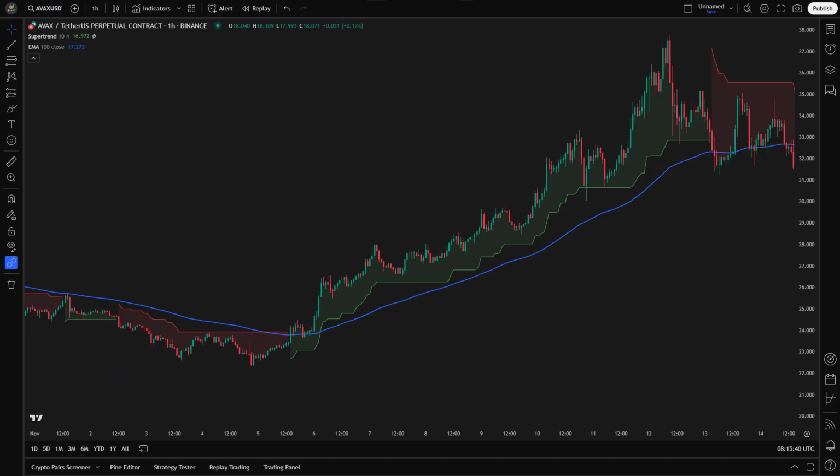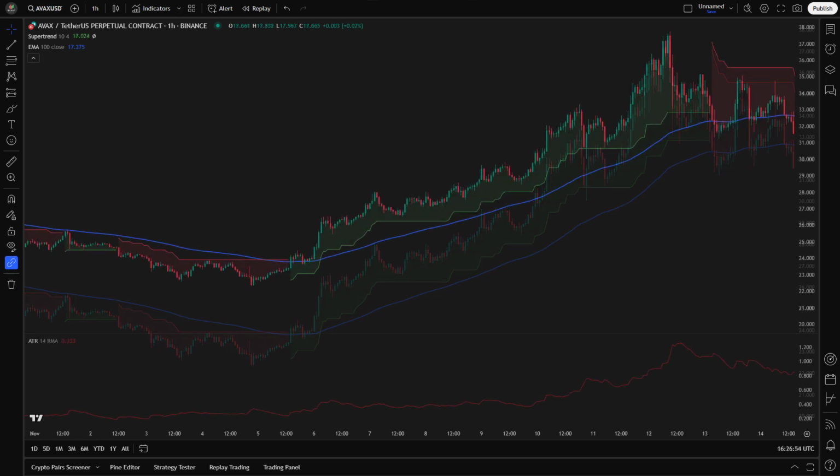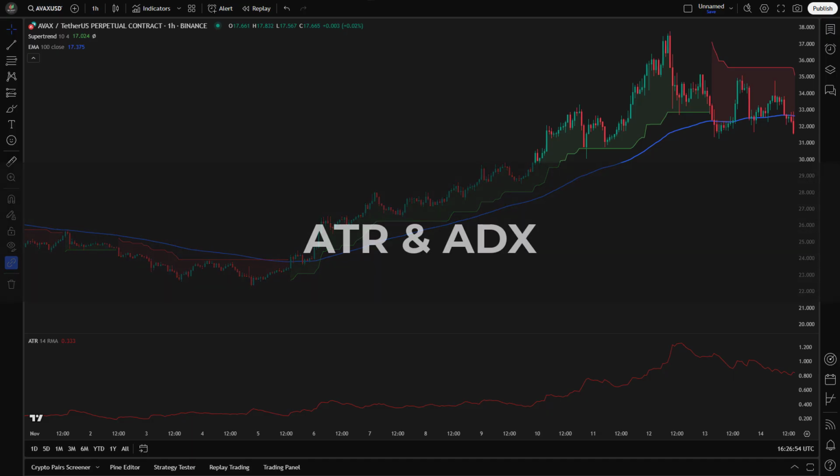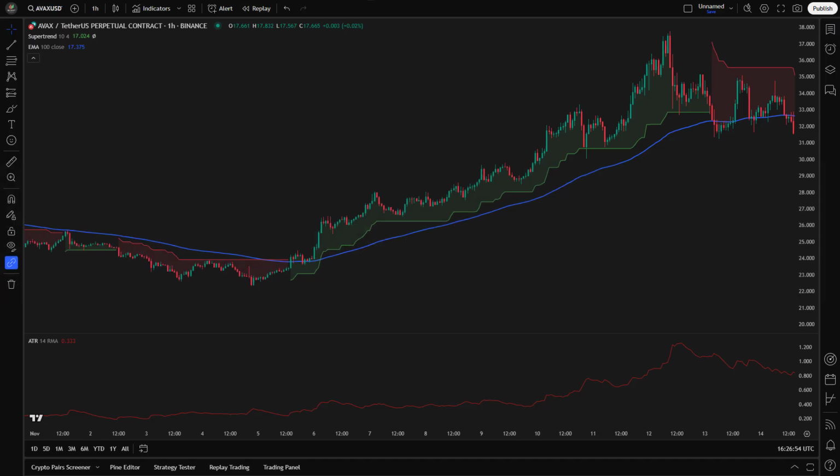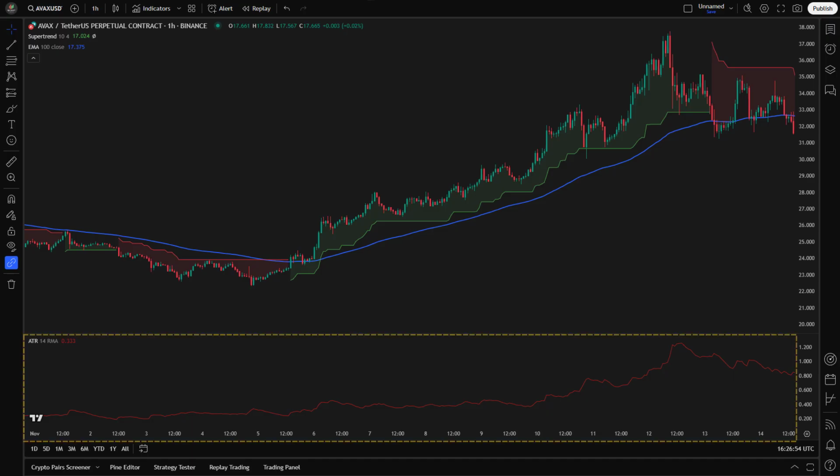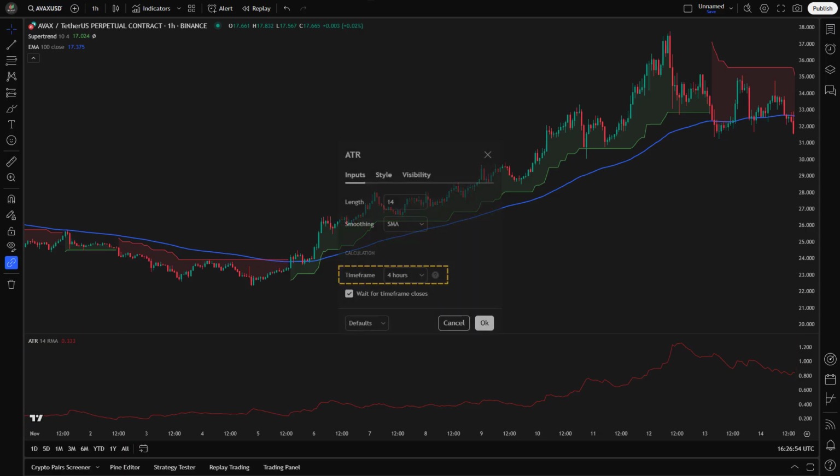By combining the EMA with the Supertrend, we align our trades with the dominant trend and avoid going against market momentum. Next, we also want to avoid trading in a ranging market, because this strategy works best during strong trends. To filter out sideways markets, we'll use two tools, ATR and ADX. In a ranging market, prices move sideways in a tight range. This means low volatility. To measure volatility, we'll use the ATR on a higher time frame. Even though we're trading on the 1-hour chart, we'll check ATR from the 4-hour chart for a bigger picture.